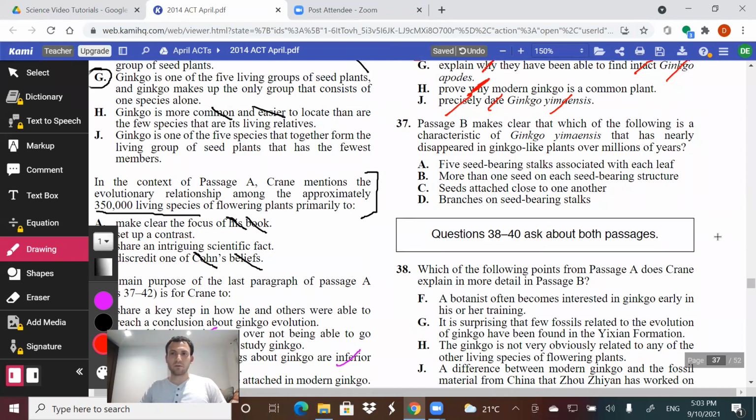Passage B makes clear that which of the following is a characteristic of ginkgo geminis that has nearly disappeared in ginkgo-like plants over millions of years. Okay, so this is very much a word search. Go back and find it if we don't remember it. 5 seed-bearing stalks associated with each leaf. More than one seed on each seed-bearing stalk. Seeds attached close to one another. Branches on seed-bearing stalks. Let's go back. This is all very specific. So which of the following is a characteristic of the ancient plant that has nearly disappeared?